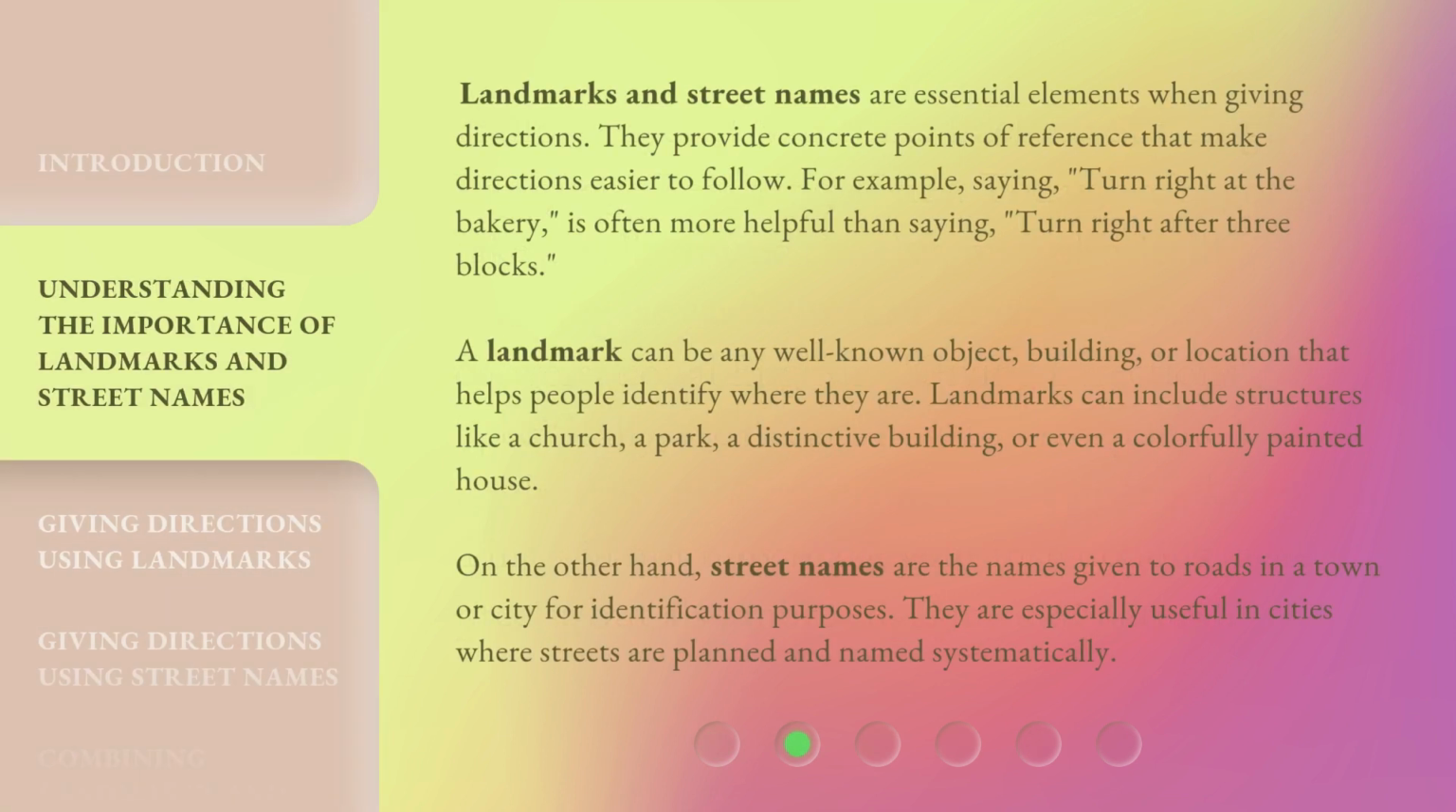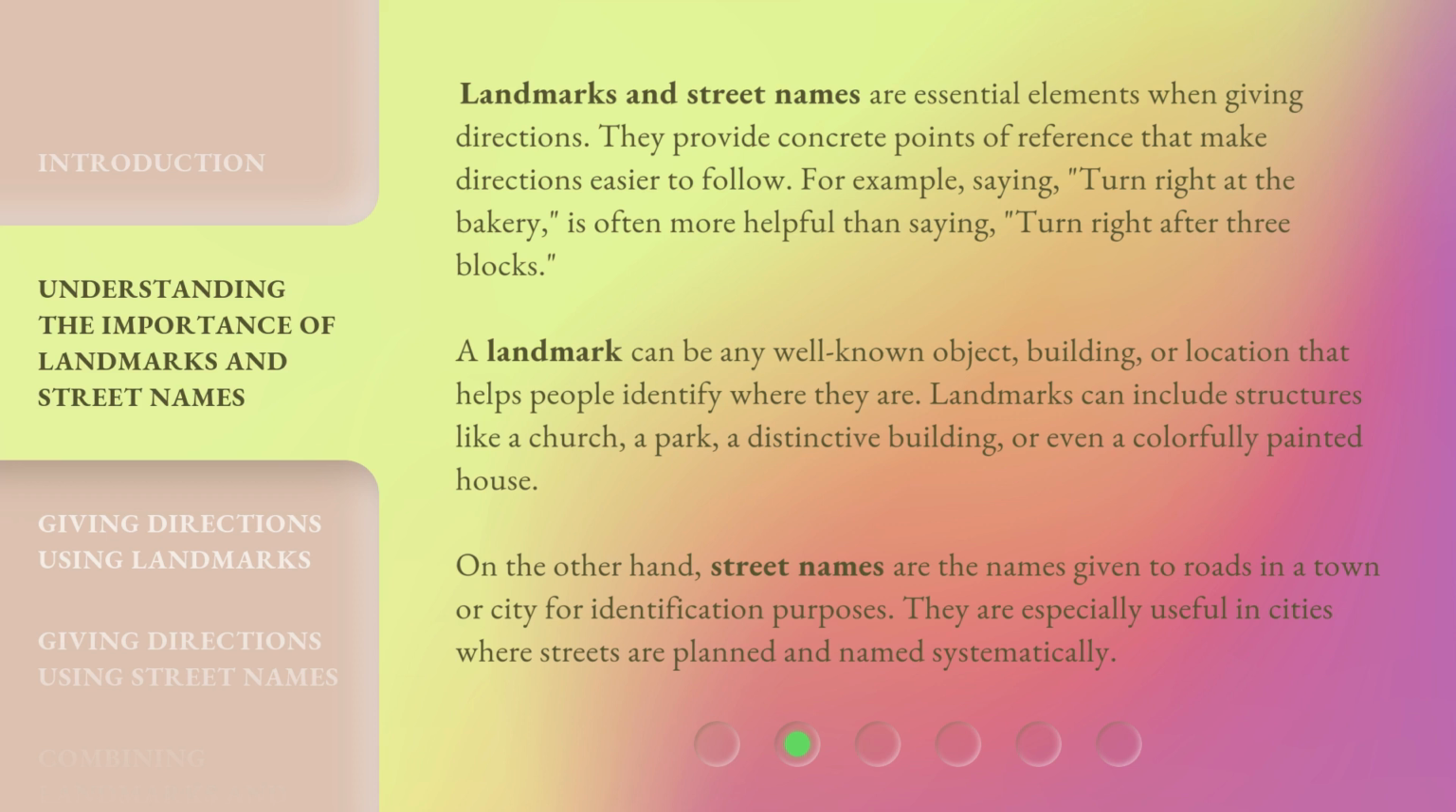Landmarks and street names are essential elements when giving directions. They provide concrete points of reference that make directions easier to follow. For example, saying, "Turn right at the bakery," is often more helpful than saying, "Turn right after three blocks."